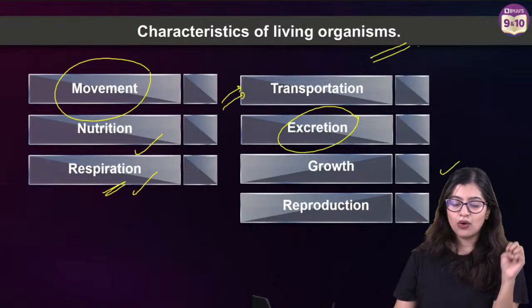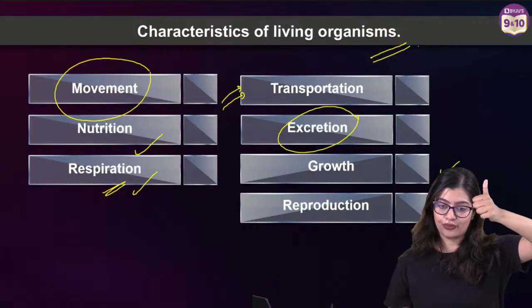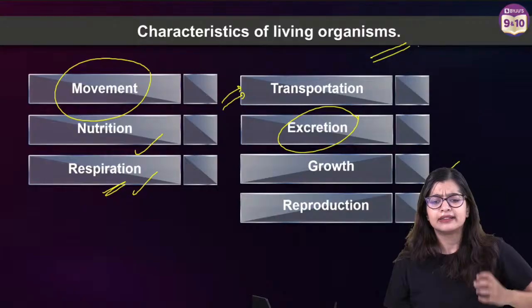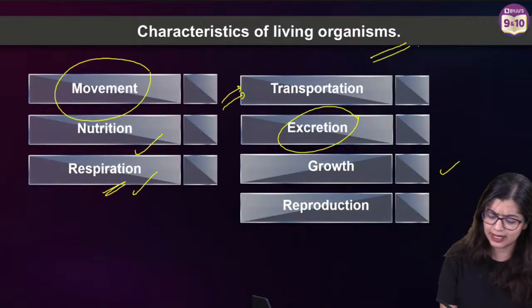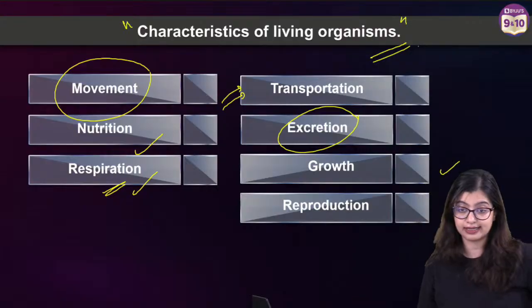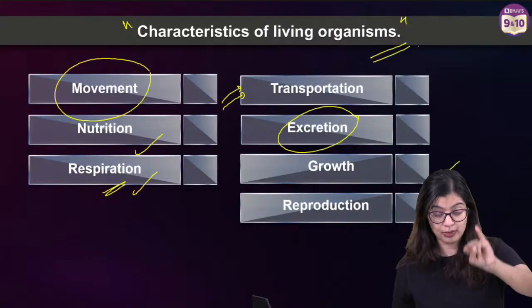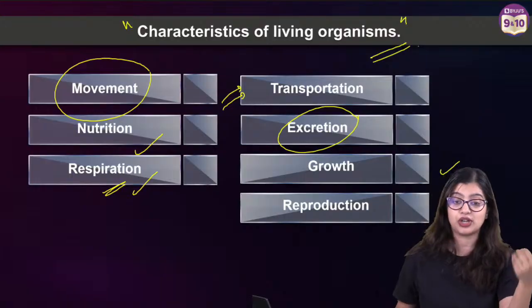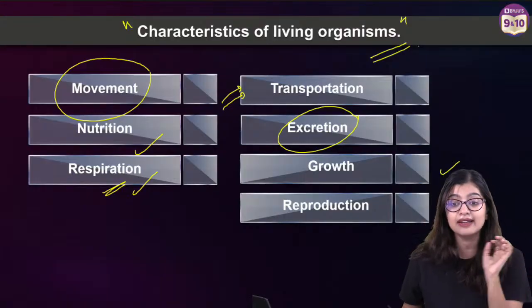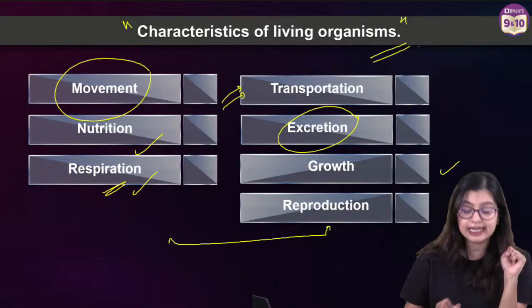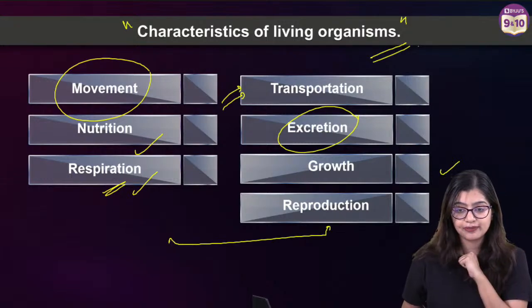Okay, I can see that all of you are giving me a thumbs up, which means so far we've got a basic idea that there are living organisms and they exhibit some characteristics. What are these characteristics? These characteristics are movement, nutrition, respiration, transportation, excretion and reproduction. So these are some of the basic characteristics that we observe.